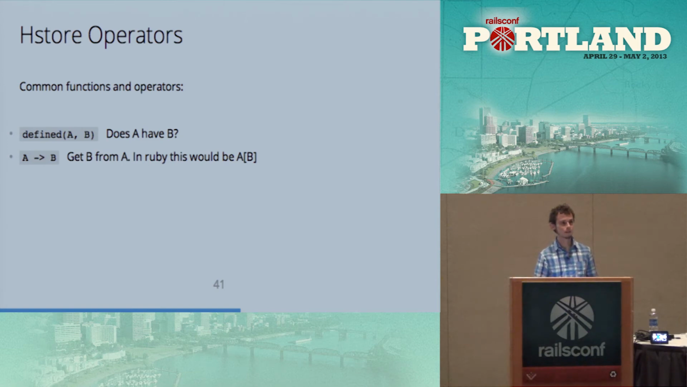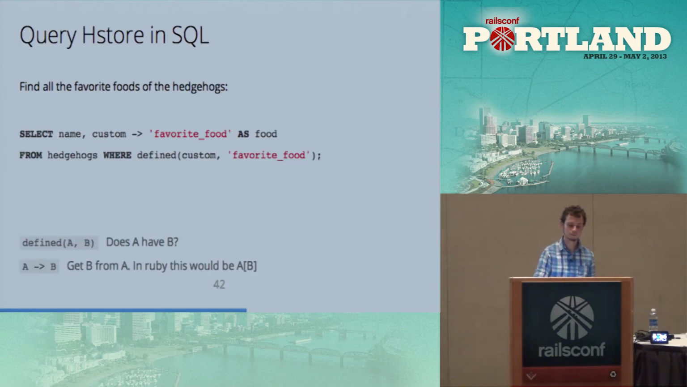What are the operators? I told you before that you're going to be able to query an hstore. So here are the two common operators that I think are most useful to know. The first is defined. It tells you, quite obviously, if the record A or if the field A contains the value or the key B. The second one is the accessor. It gets B from A. This is essentially the same thing as calling A square brackets B in Ruby. It's just a hash accessor.